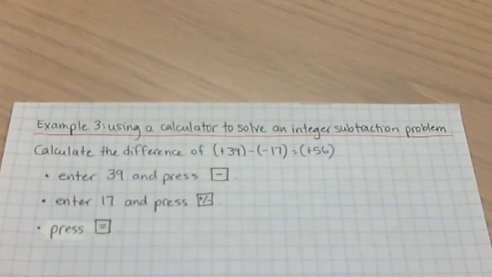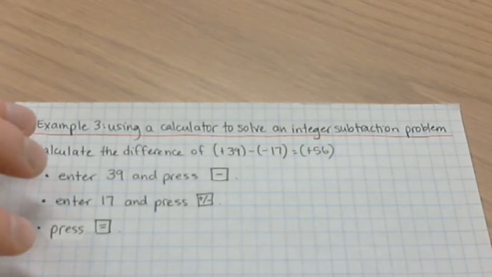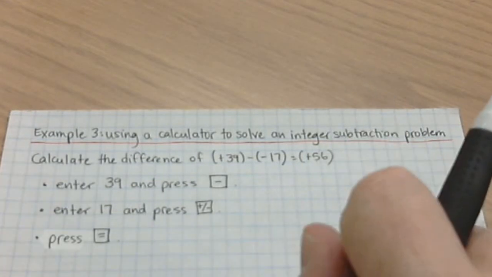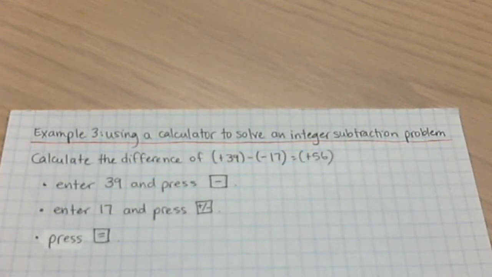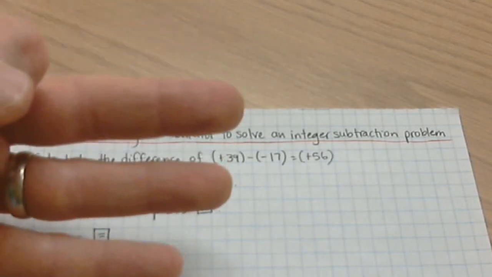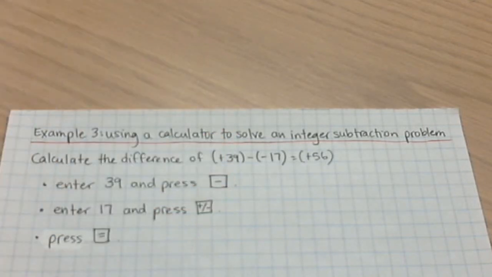I will show you some stuff on the board tomorrow about rules. For example, well, I'll leave it as a surprise. I will show you tomorrow. So these are some strategies using a calculator, using a number line, and using a counter model to figure out how to subtract integers.